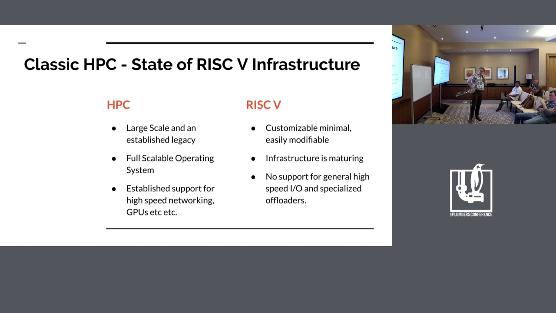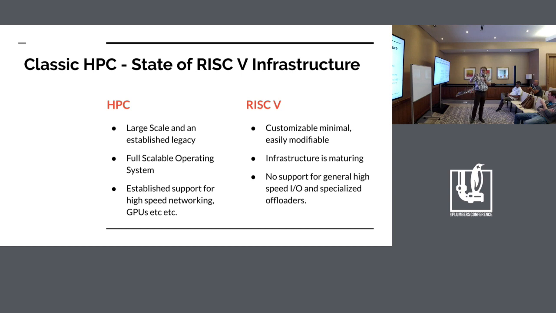So the advantage that RISC-V has here is that you can actually come up with innovative approaches. In the classic HPC, you have a fully scalable operating system that's very complex to manage, and you have a gazillion tools that manage these systems over thousands of nodes. That doesn't exist in RISC-V. You have an infrastructure, we are developing it, it's maturing slowly, but I think we are about 3 to 4 years away from that before we can actually replace a really regular full-scale HPC system here.